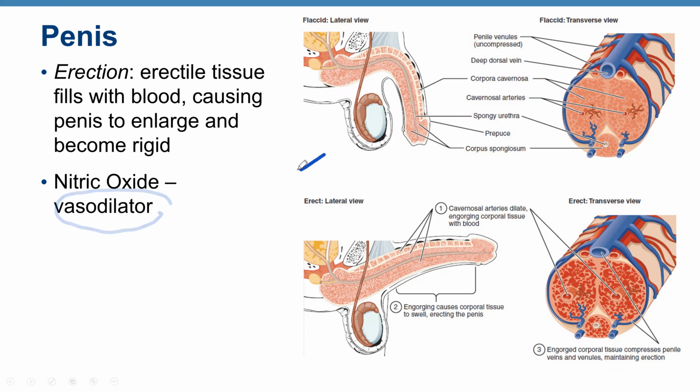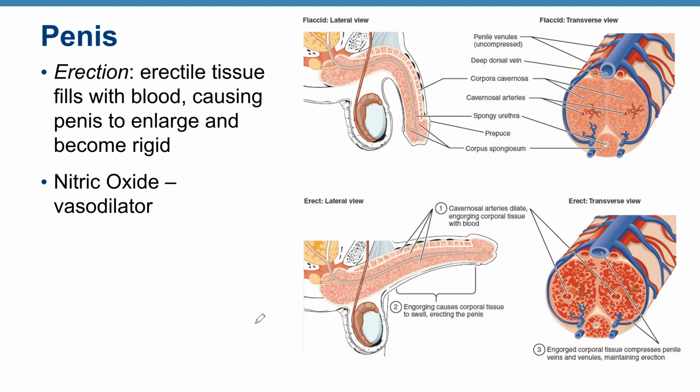So here's our flaccid penis, lateral view and transverse view. Again, this is our corpus spongiosum, and inside is the urethra. That part of the urethra is called the spongy urethra. And then we have these 2 corpora cavernosa.